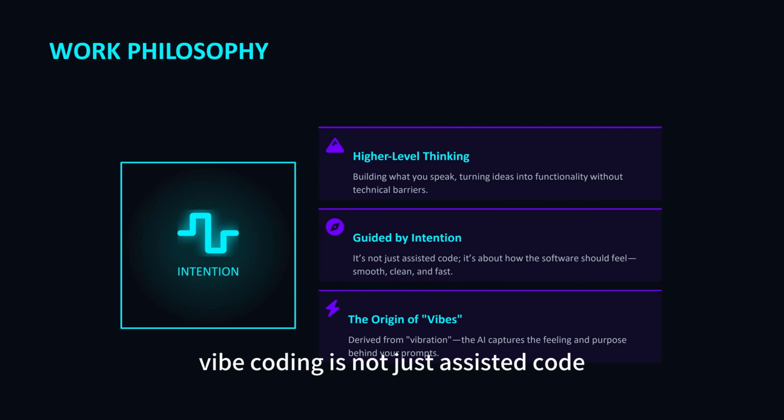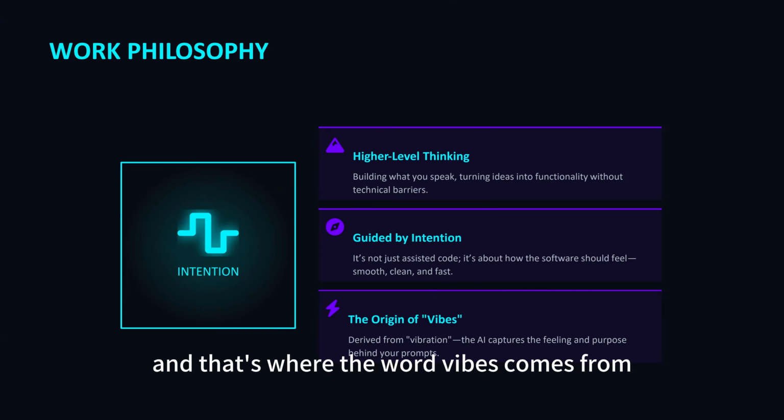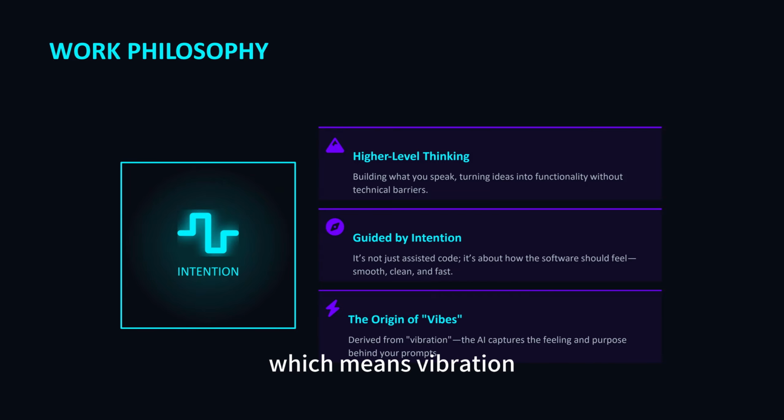Vibe coding is not just assisted code. It's code guided by intention. We write prompts like, "I want a simple login with a minimalistic and modern design," or "Make it Spotify-like, but for recipes," or "Make it feel smooth, clean, and fast." So yes, we are talking about vibes, about feelings, and that's where the word vibes comes from, which means vibration. Unsurprisingly, the AI gets it all.